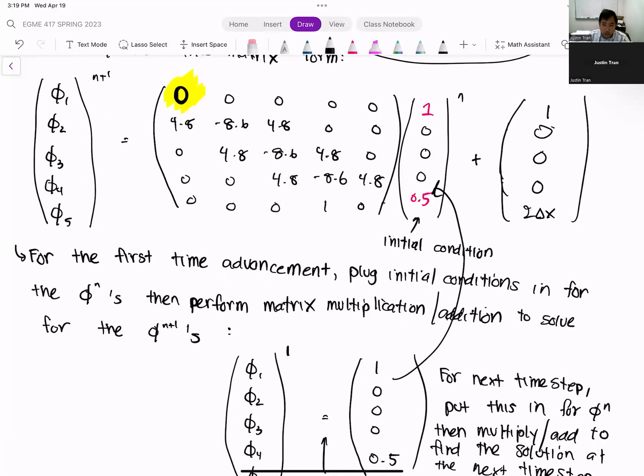So let me review implicit Euler very quickly before we move on, and then we'll move on to diffusion with finite volumes. So implicit Euler.